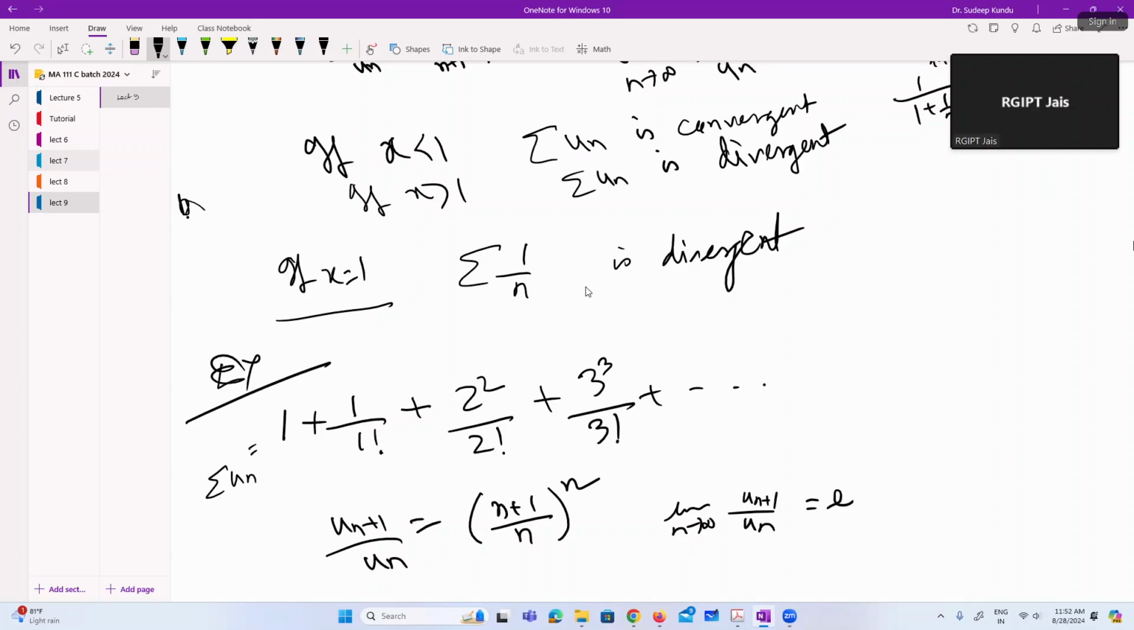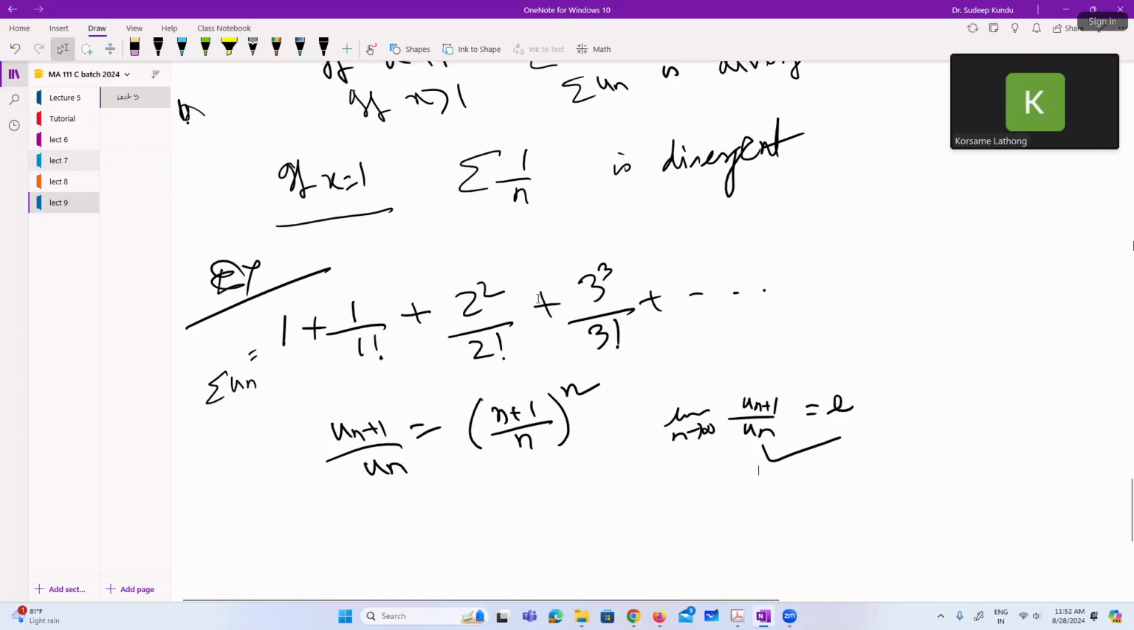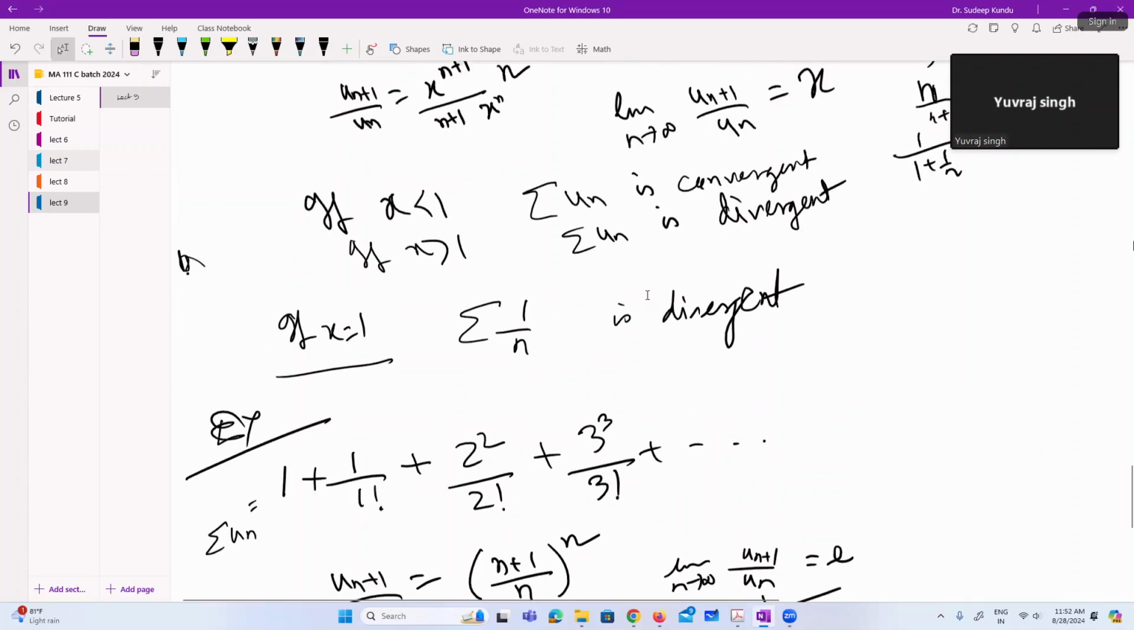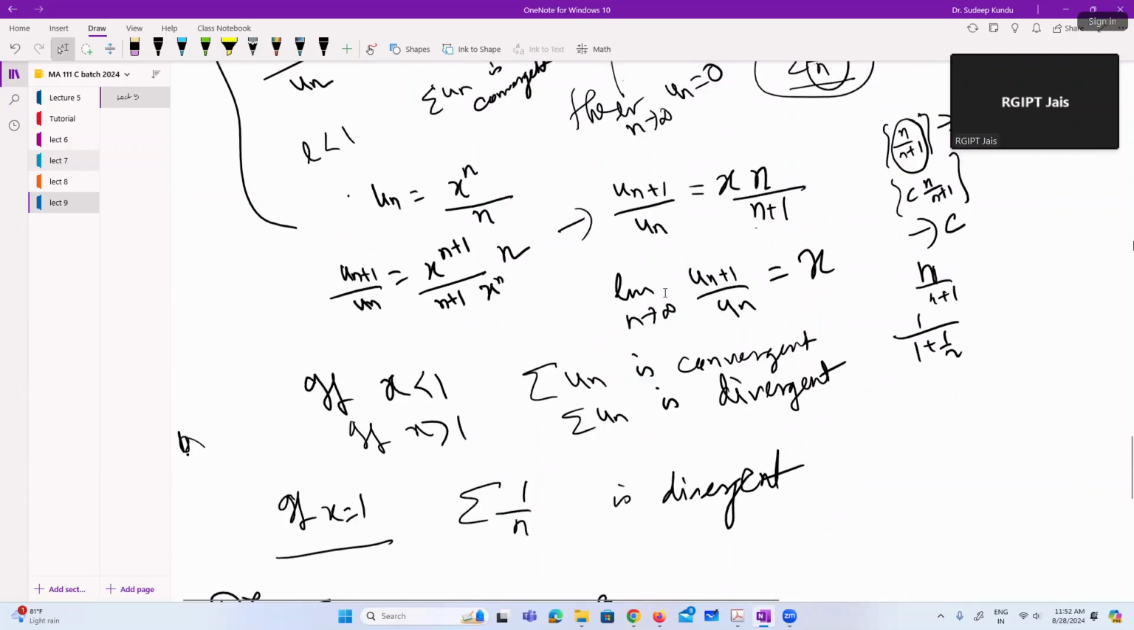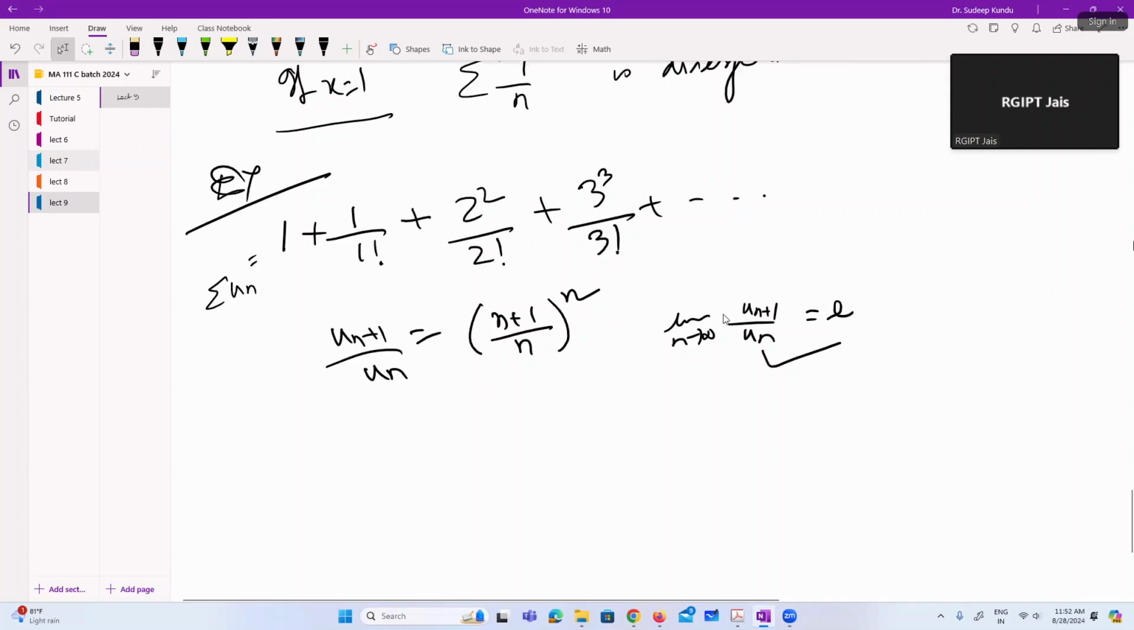You are close, but up to this is correct. Then what is the conclusion about the series Un? Sir, divergent. Why? Because e is greater than 1, right? Is it correct? Who has calculated this limit? So up to this e is correct, right?